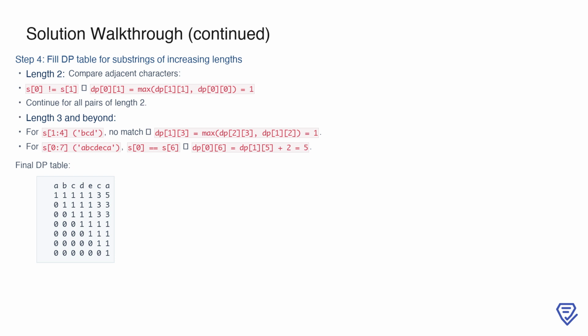However, for the entire string ABCDCA, the first and last characters match. This means the value at dp[0][6] will be the value of dp[1][5] plus 2, giving us 5. By filling the table this way, we eventually construct the final DP table, where the value at dp[0][6] represents the LPS of the entire string. The completed table shows us how the LPS value increases as we consider longer substrings.